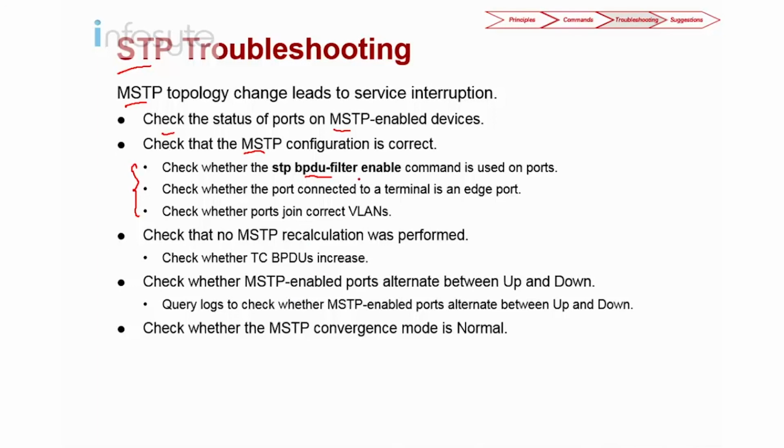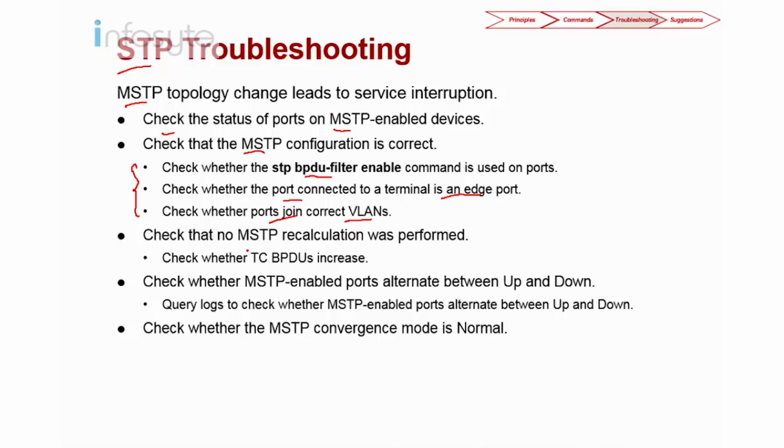This is supposed to be enabled on the edge port and not the trunk port. Check whether the port connected to a terminal is an edge port so that it doesn't generate a topology change, and check whether the port joined the correct VLAN. Okay, so these are some of the precautions that you need to check.